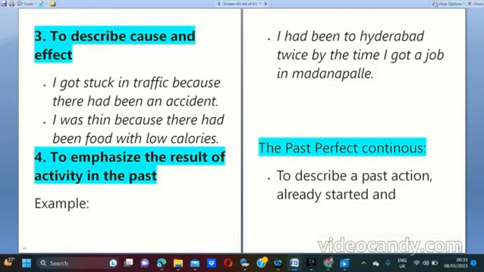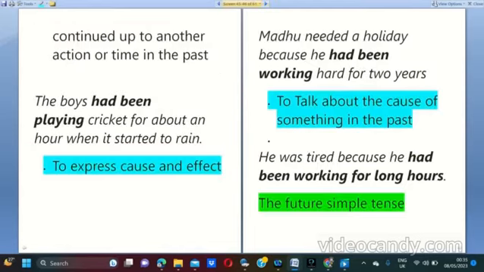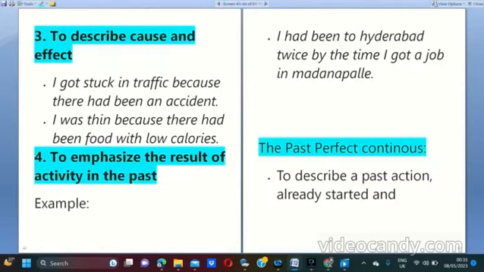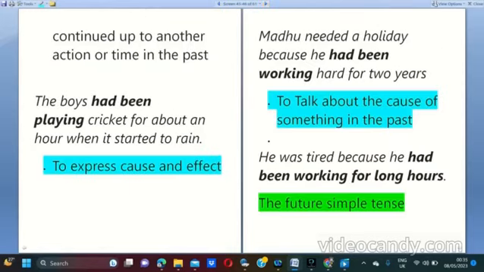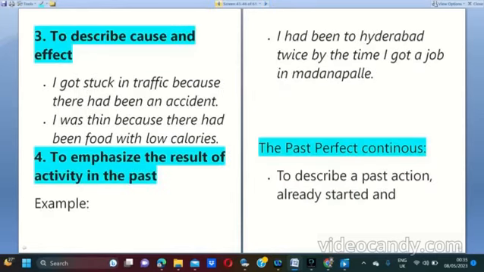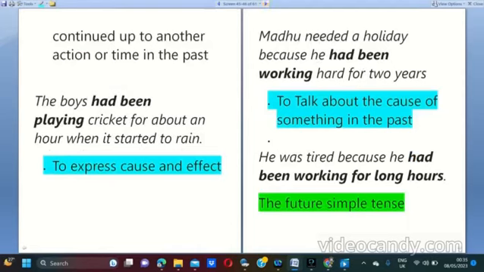Next subdivision of past tense is the past perfect continuous tense. Past perfect continuous tense is used to describe a past action that already started and continued up to another action or time in the past. See, the action began in the past.